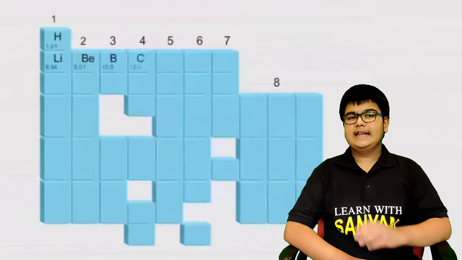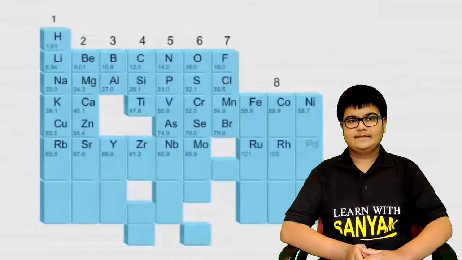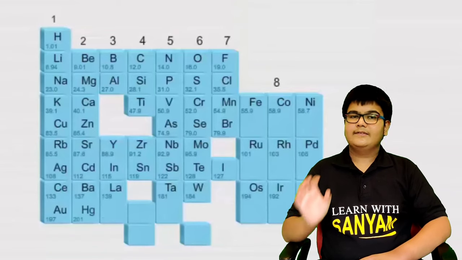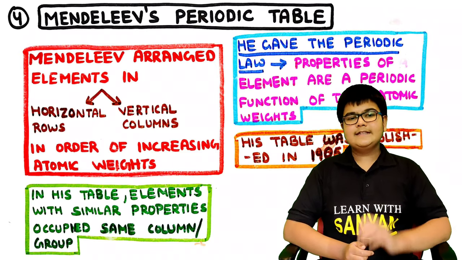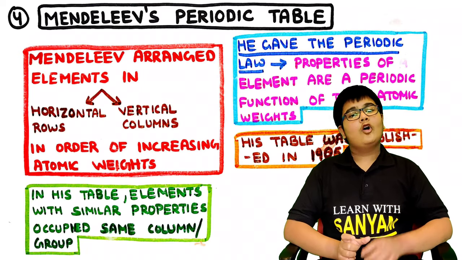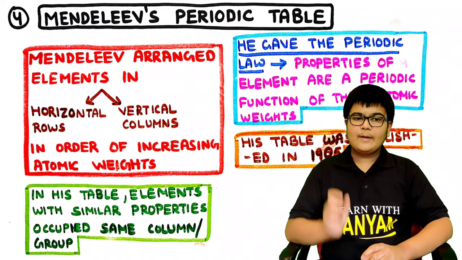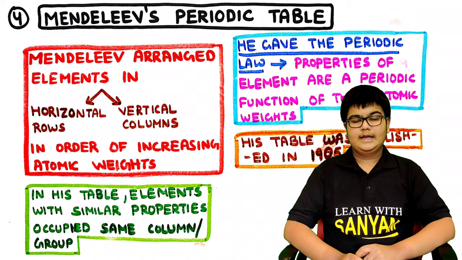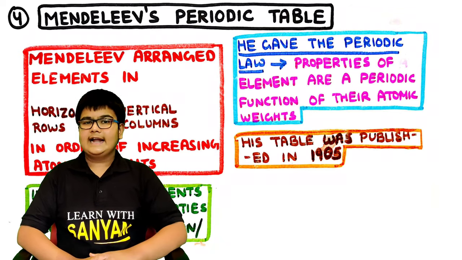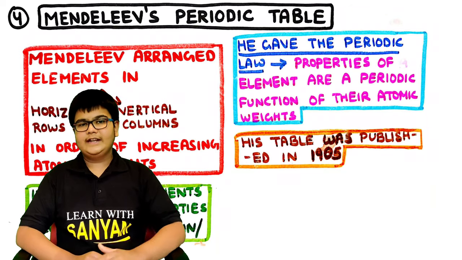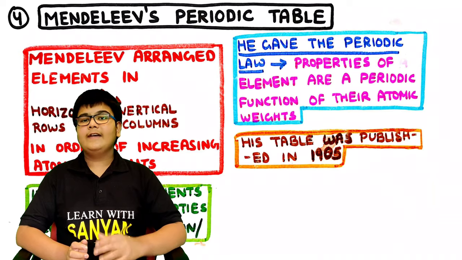So Mendeleev arranged the elements in horizontal rows and vertical columns in order of their increasing atomic weights. So the element with the lowest atomic mass was placed first, and similarly, in order of increasing atomic weights, the rest of the elements were placed. Now in Mendeleev's table, the elements with similar properties occupied the same column or group. So this was another interesting fact of Mendeleev's periodic table. And on the basis of this observation, Mendeleev gave his periodic law. This law says that the properties of elements are a periodic function of their atomic weights. So this means that atomic weight is an important factor which determines the properties of elements.